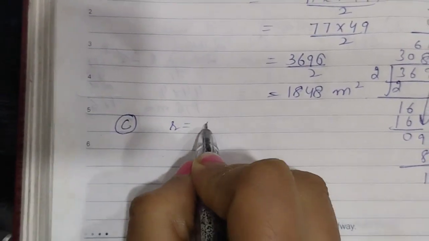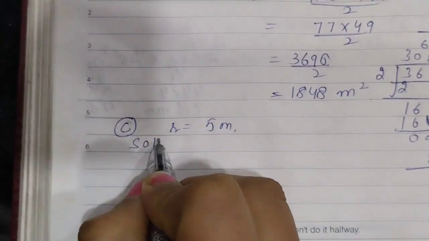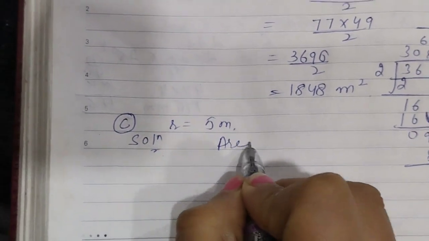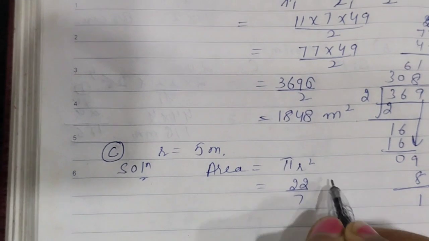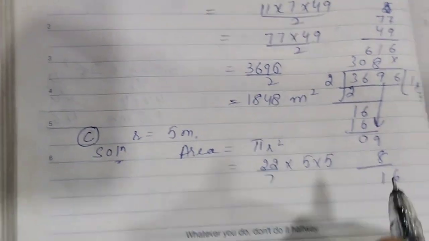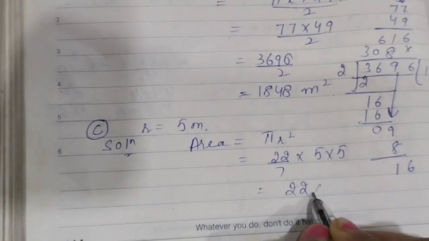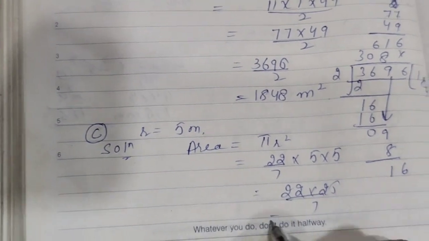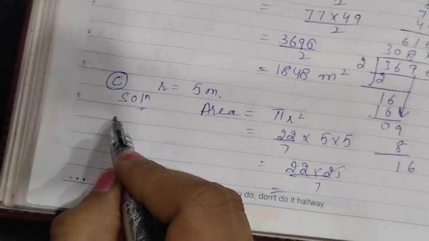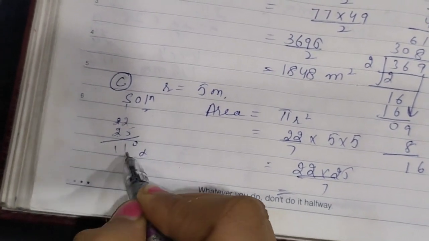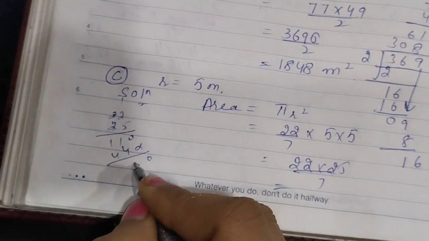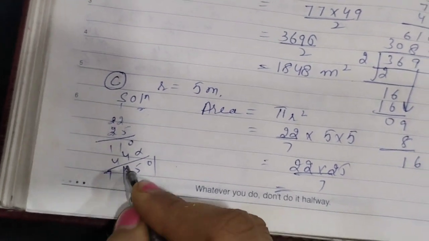Third is radius is 5 meter. Area is pi r square. 22 by 7, radius square 5 into 5. 22 into 5 into 5 is 25 divided by 7. Multiply 22 with 25. 5 twos are 10, 5 twos are 10 and 1, 11. 2 twos are 4, 2 twos are 4. 0, 5, 5 divided by 7.